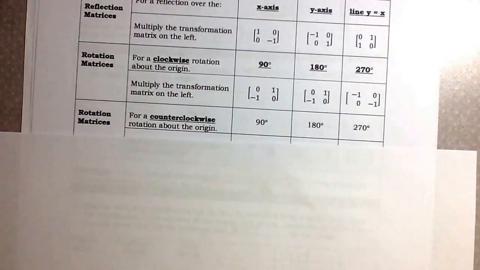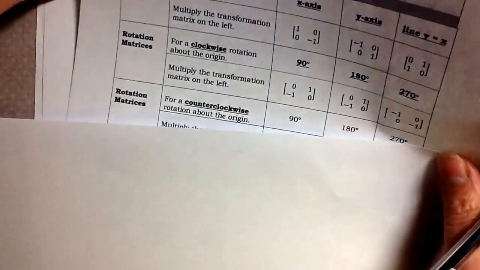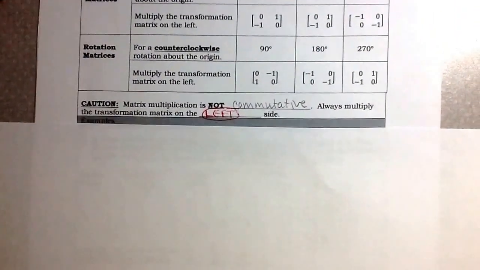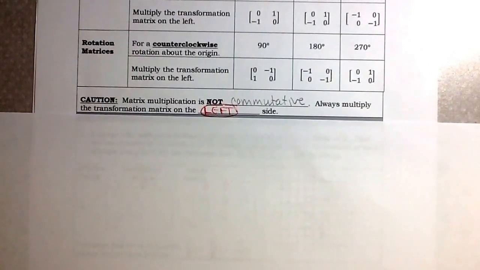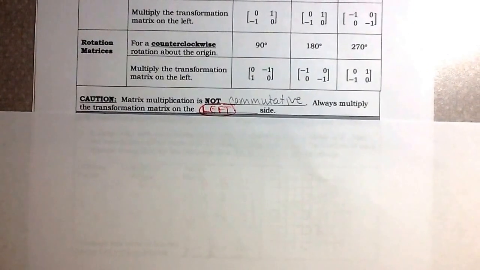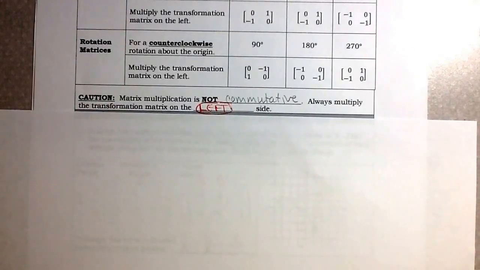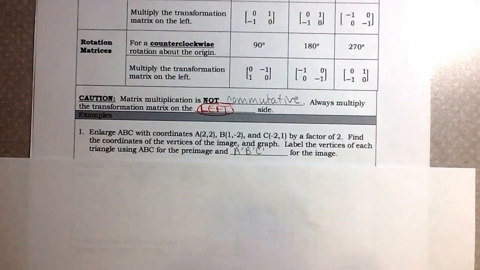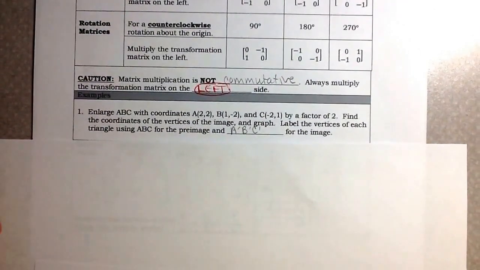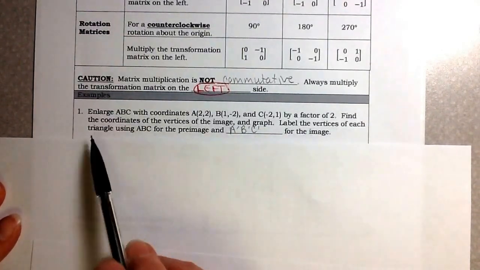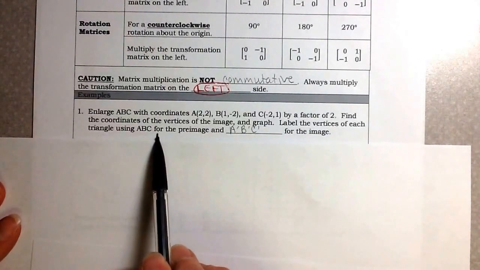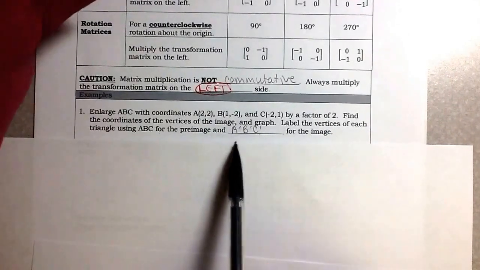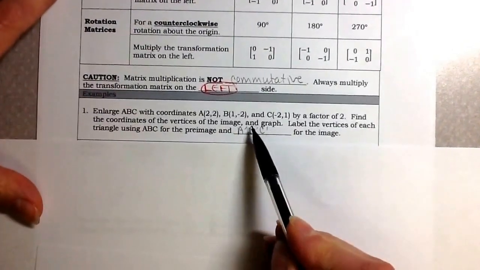We're just going to start out real basic. We're going to start out with a dilation, and we're just going to increase a figure. And before we do that, I just want to caution you, matrix multiplication is not commutative, so you always want to multiply the transformation matrix on the left-hand side. So always on the left. All right, we're going to use this triangle ABC, given those three coordinates, and we're going to label the vertices of each triangle using ABC for the pre-image and A prime, B prime, C prime for the image. So after the transformation, the vertices are going to have these little marks on them.